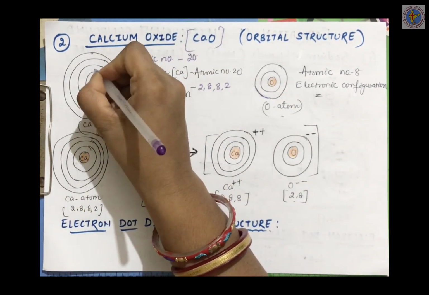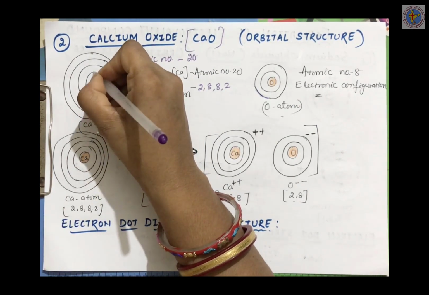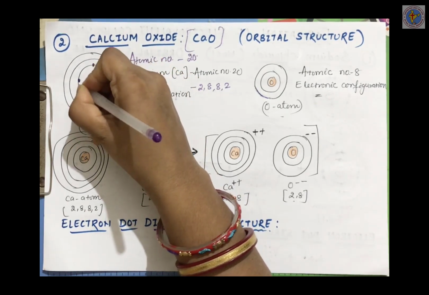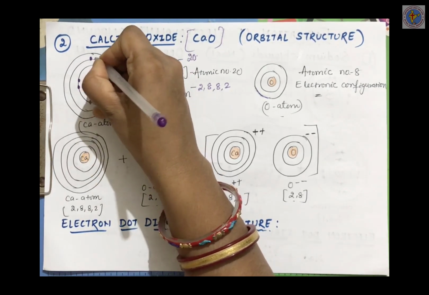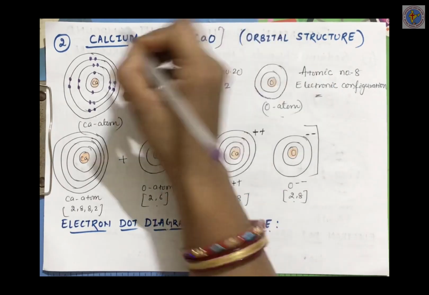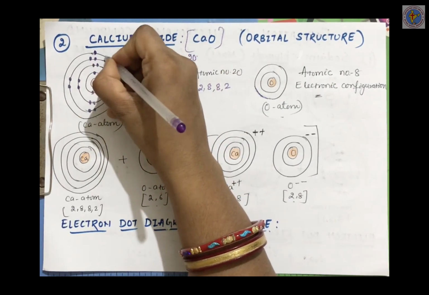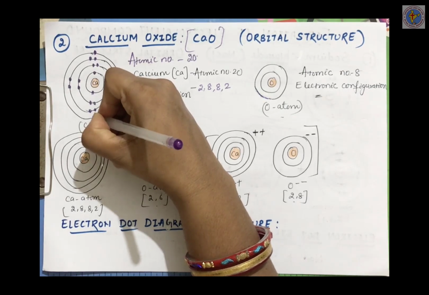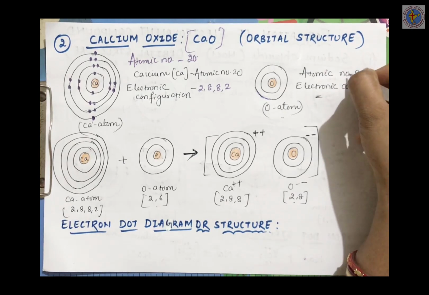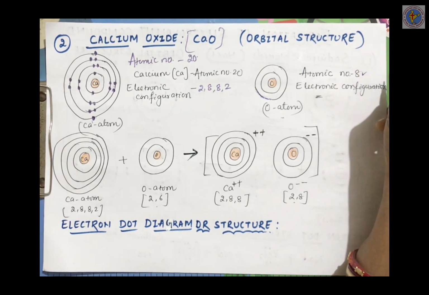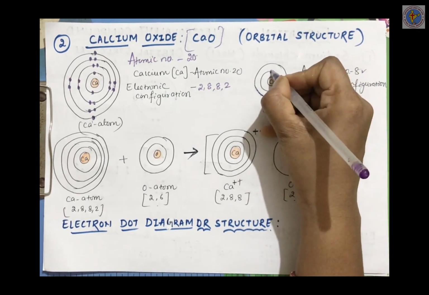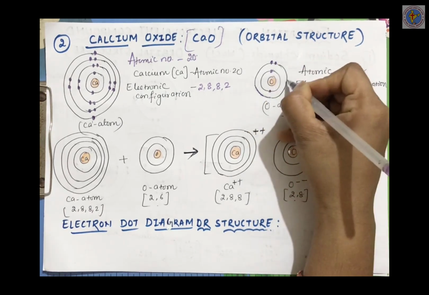So the electronic configuration is 2, 8, 8, 2. Let us draw the orbital structure. As I told you, we need to draw the nucleus first, then 2, then 8 electrons, and after that again 8 electrons, 1, 2, 3, 4, 5, 6, 7, 8, and then at last 2 electrons. That means 2 electrons in the outermost shell. Similarly, the oxygen atom. Children, tell me what is the atomic number of oxygen? It is 8. That means the electronic configuration is 2, 6. So let us draw the orbital structure. 2 and here 6.